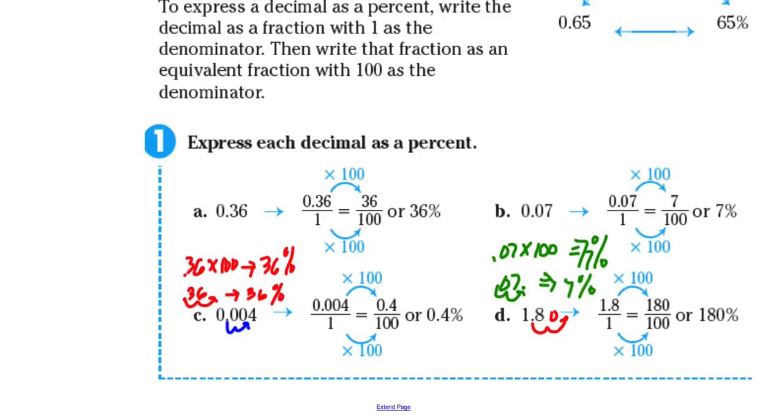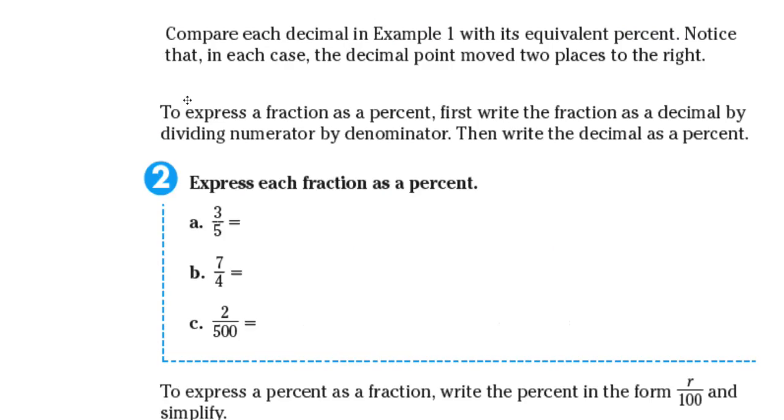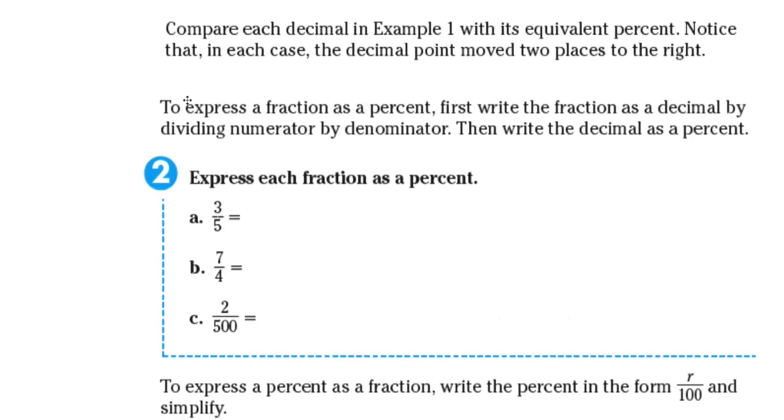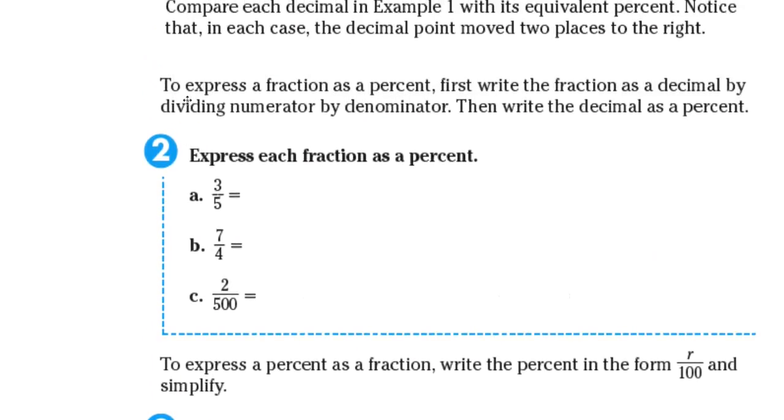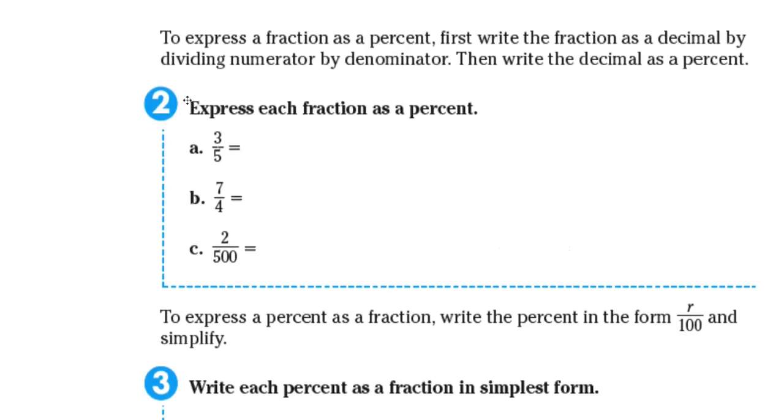Let's take a look at example number 2. Compare each decimal in example 1 with its equivalent percent. Notice that in each case, the decimal point moved 2 spaces to the right. So to express a fraction as a percent, first write the fraction as a decimal by dividing the numerator by the denominator, then write the decimal as a percent.